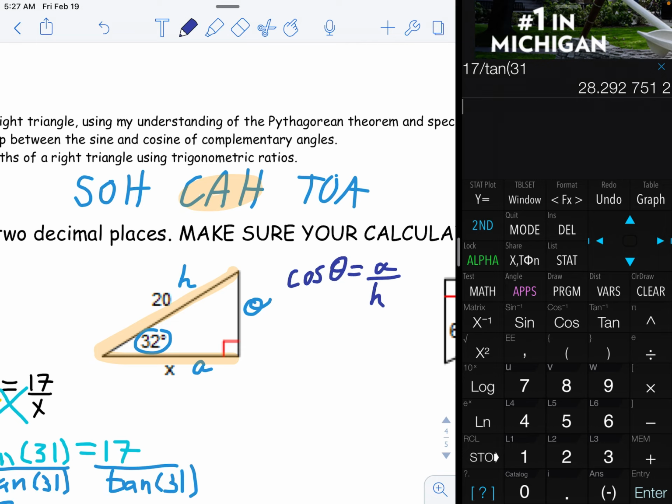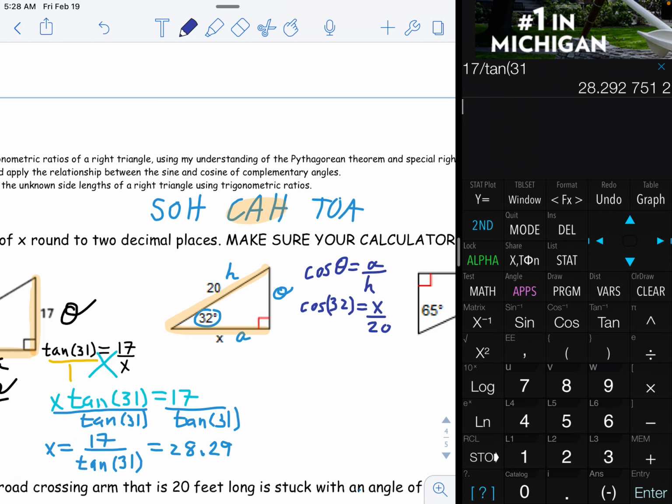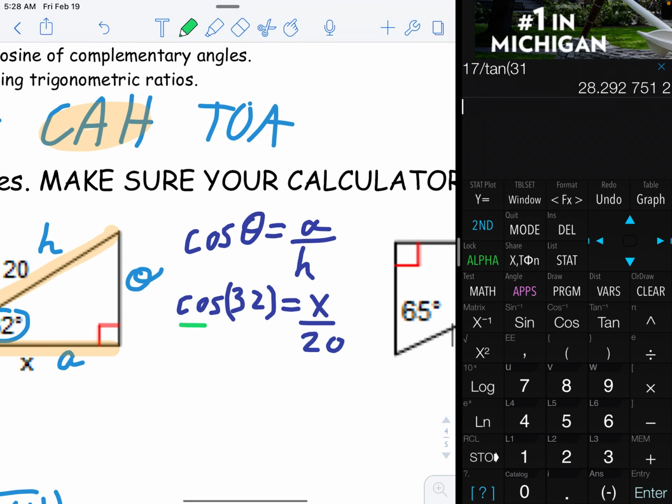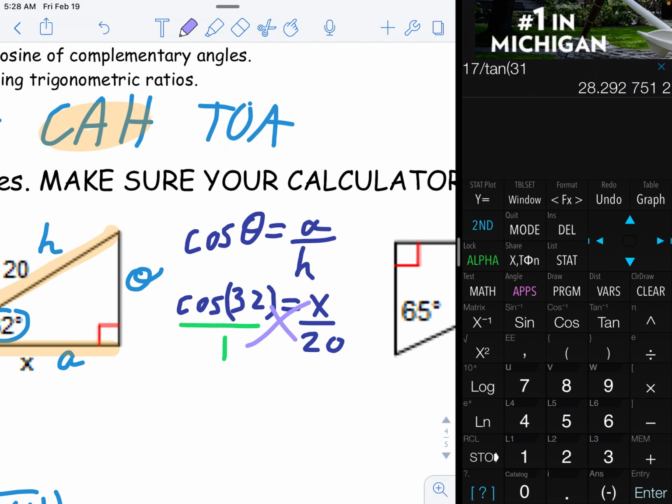Now I'm just going to plug in all the stuff I know. It's going to be cosine of 32 equals x over 20. So notice how in this case, unlike in the previous example where x was in the denominator with 17 divided by x, now x is in the numerator. It's just dictated by what side lengths you have and which trig function you're using. Put that over 1, cross multiply. We're going to get x equals 20 times cosine 32.